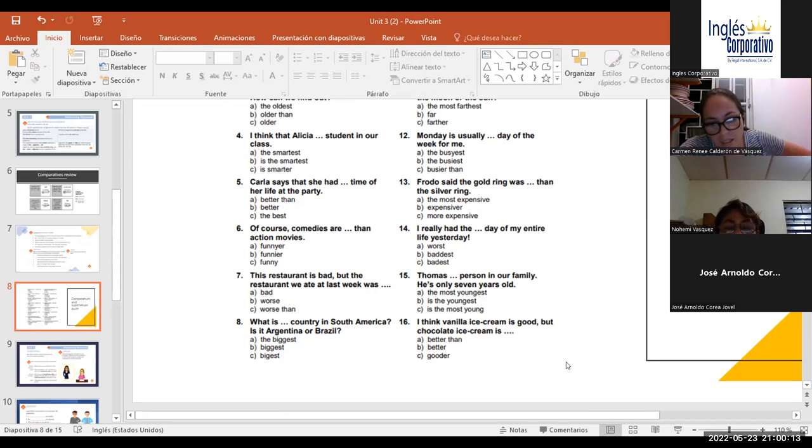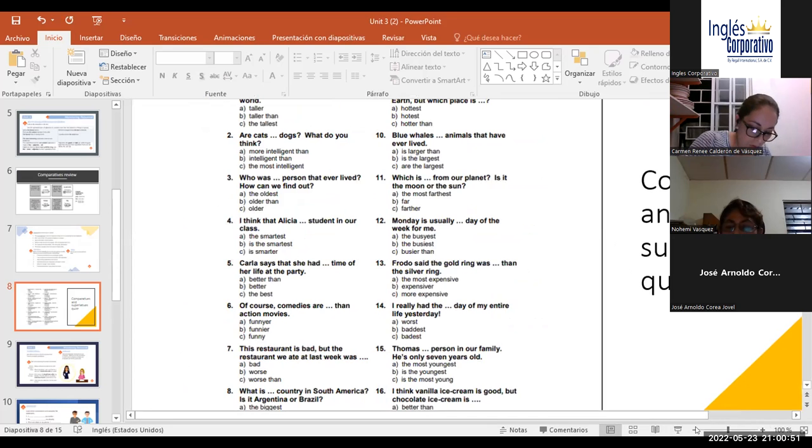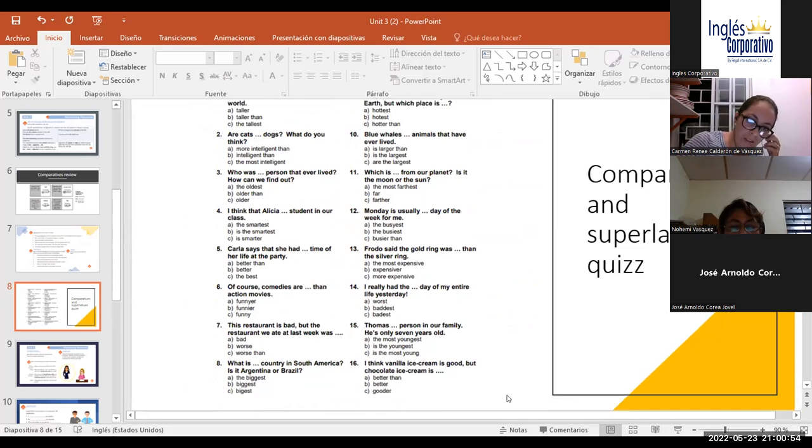I think vanilla ice cream is good, but chocolate ice cream is better. Is better, little B. Better, ajá. Y no tendría que decir de quiero ver, ¿de qué? Dice irregular también. Sí, porque el gooder no. No procede. Entonces, better. Little B. Pero y ahí no ocupamos el tan, sino que solo better.